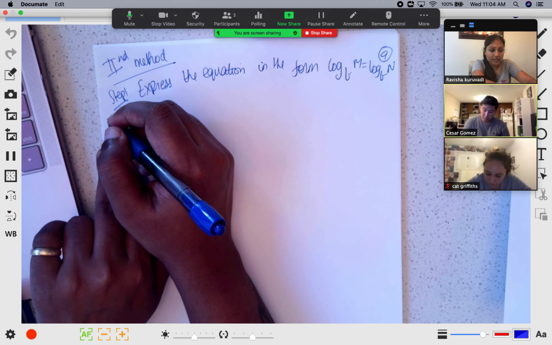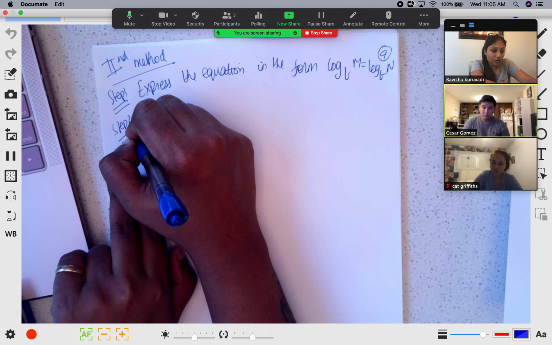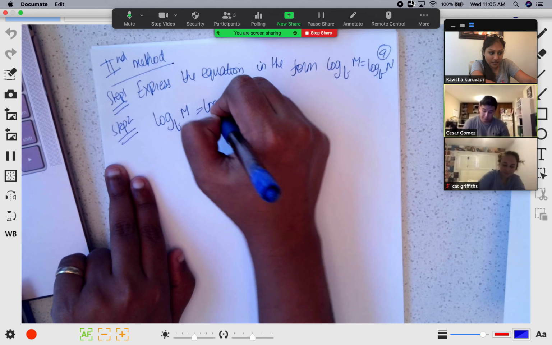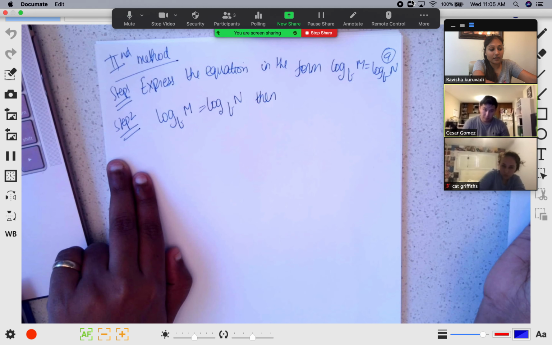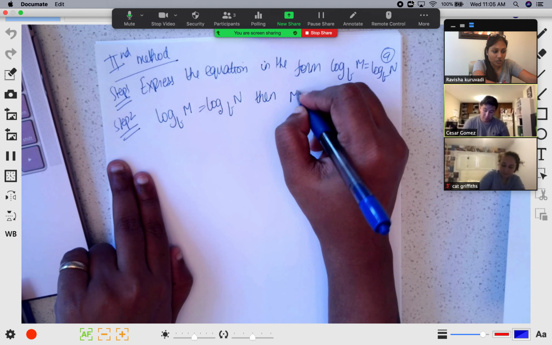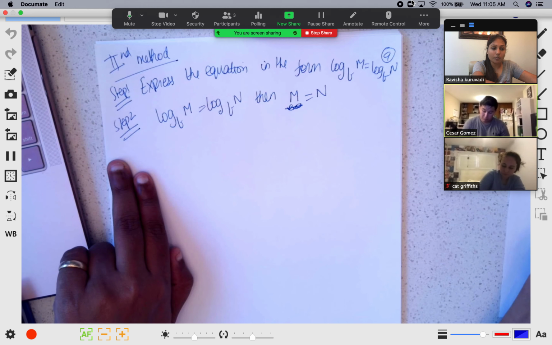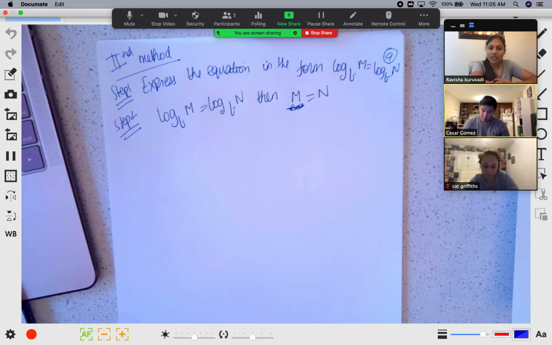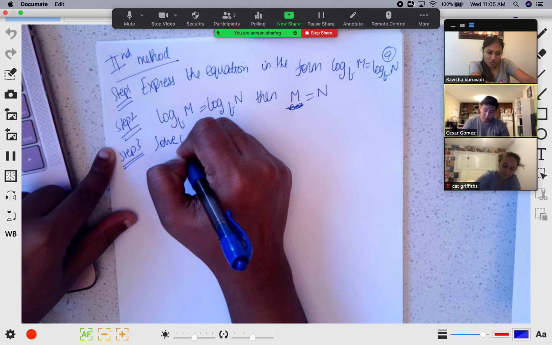Okay. Step 2 says, if you have log base m is equal to log base n, if you get something like this, then m is equal to n. If you have log base m is equal to log base n, my bases are same, then I can say m is equal to n. Step 3 says, solve for variables.